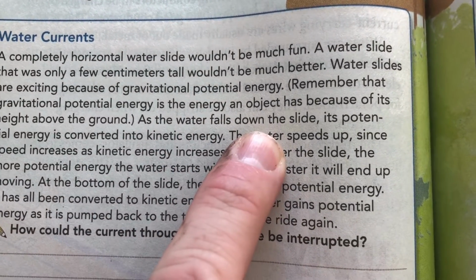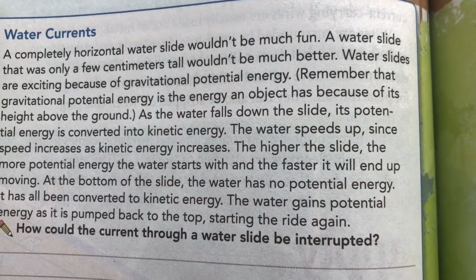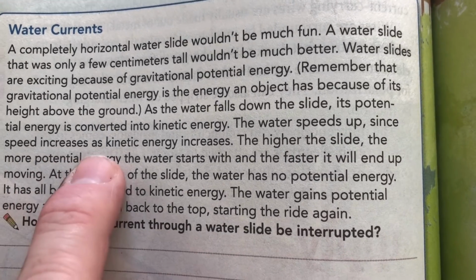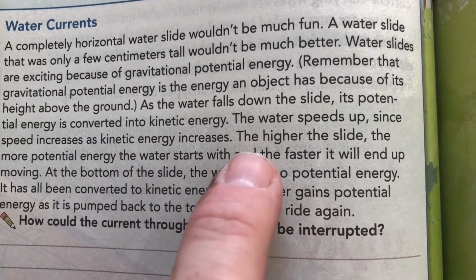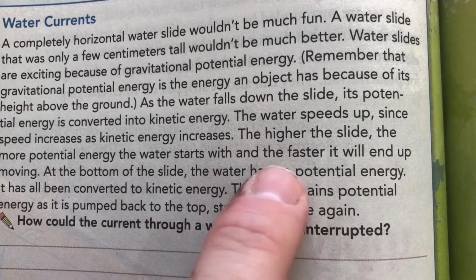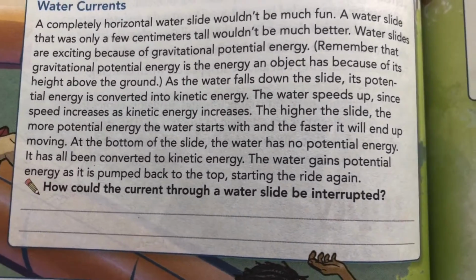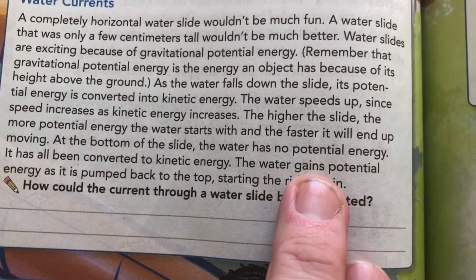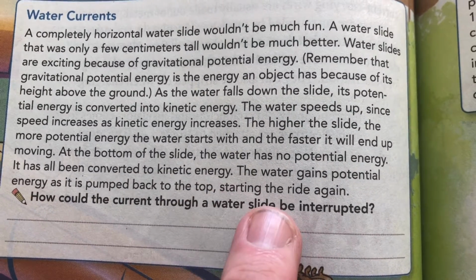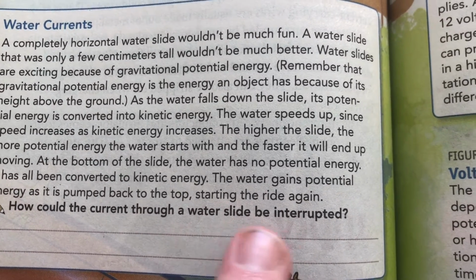As the water falls down the slide, its potential energy is converted to kinetic energy. Remember, kinetic energy is energy of movement. The water speeds up since speed increases as kinetic energy increases. The higher the slide, the more potential energy the water starts with, and the faster it will end up moving. At the bottom of the slide, the water has no potential energy. It has all been converted to kinetic energy. The water gains potential energy as it is pumped back to the top, starting the ride again.